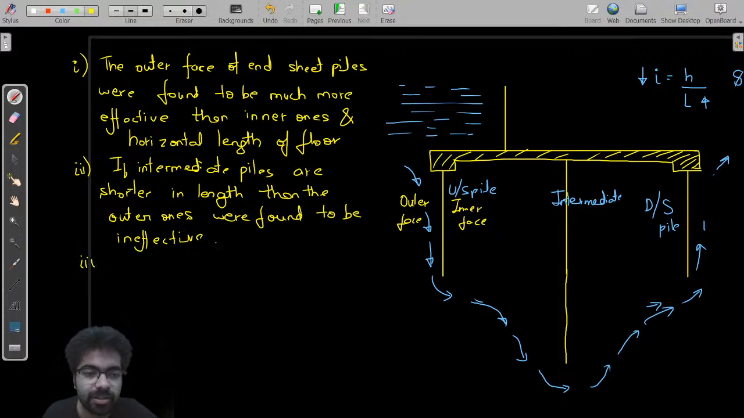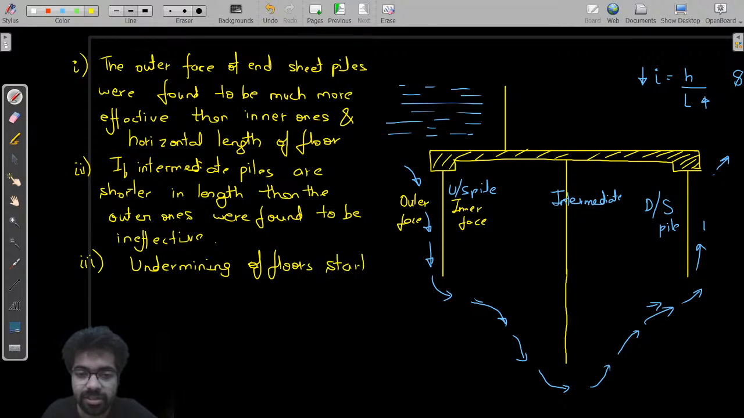Then comes your third point: he told that piping or undermining, whatever seepage failure was there, undermining or piping of floors started from which end? Tell me. Started from the tail end, or downstream side.